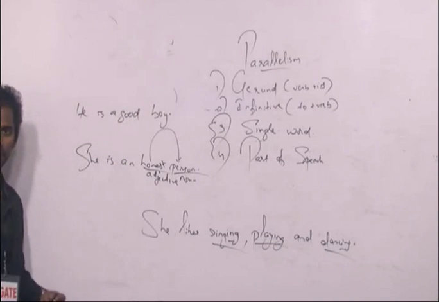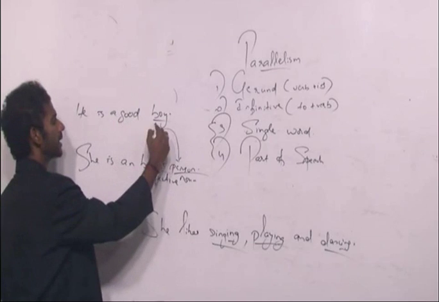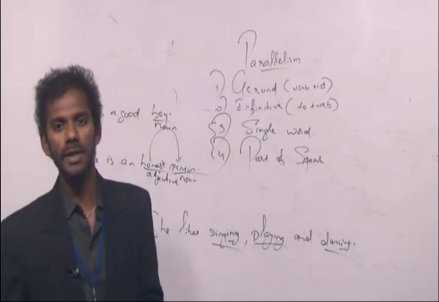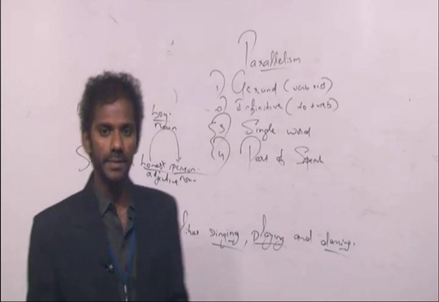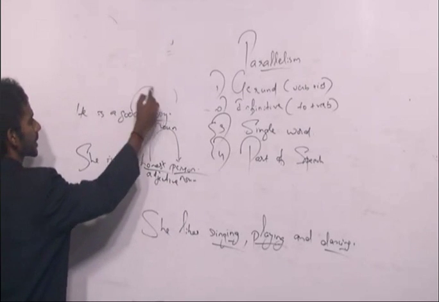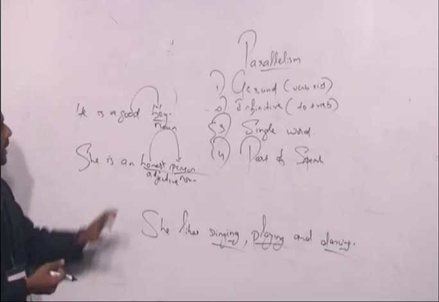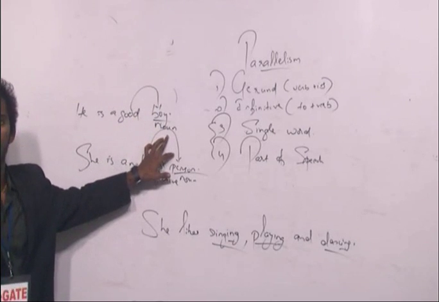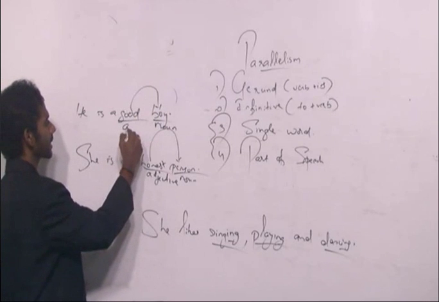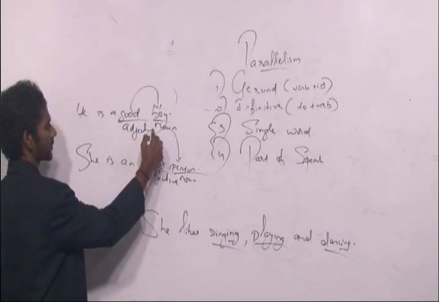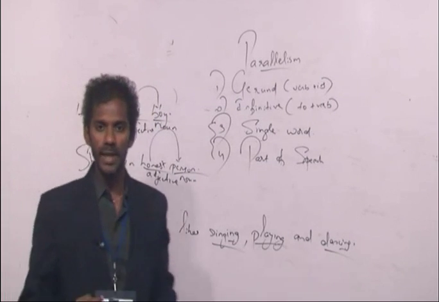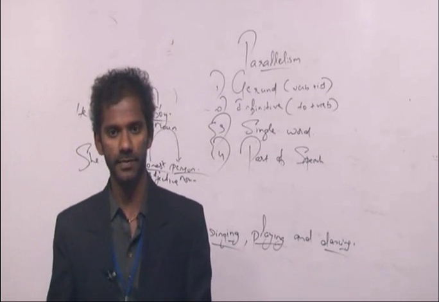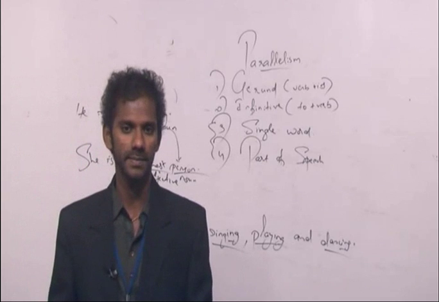He is a good boy. Boy is a noun. What kind of a boy? Good boy. That means the word good describes boy. Boy is a noun. Any word that describes a noun is termed as an adjective. So in this sentence, good becomes an adjective. Clear? So any word that describes a noun or a pronoun is termed as an adjective. Hope you got it. Clear?